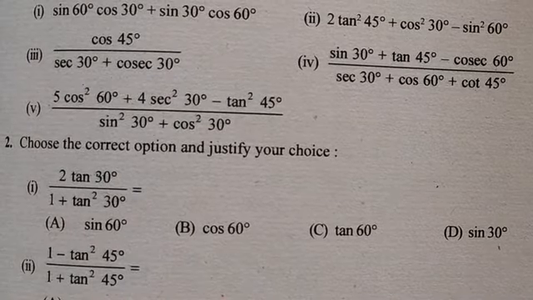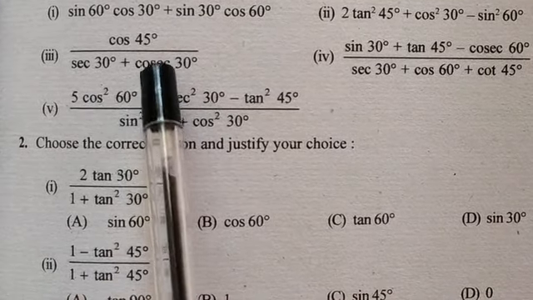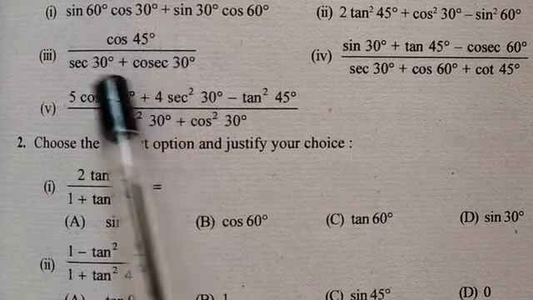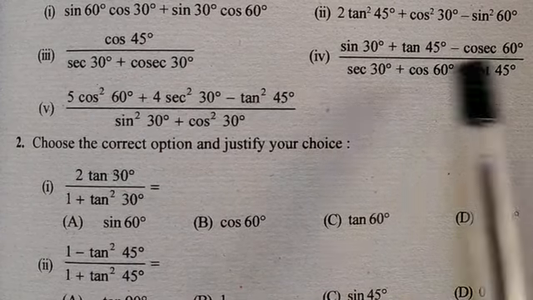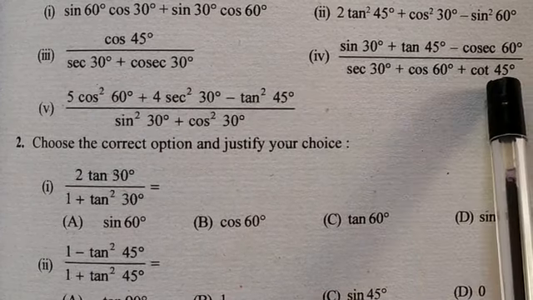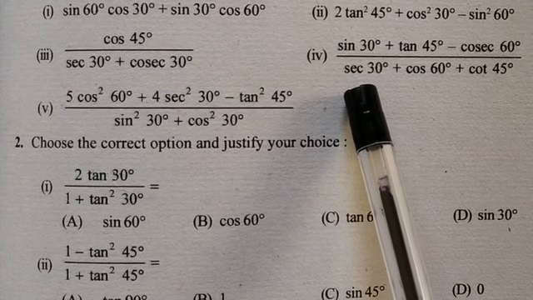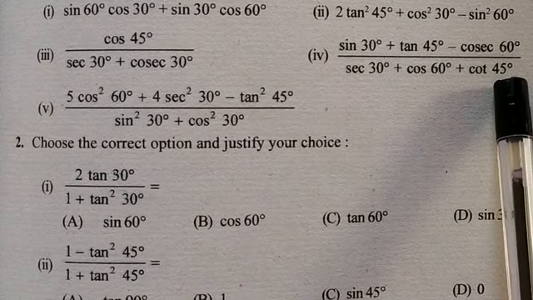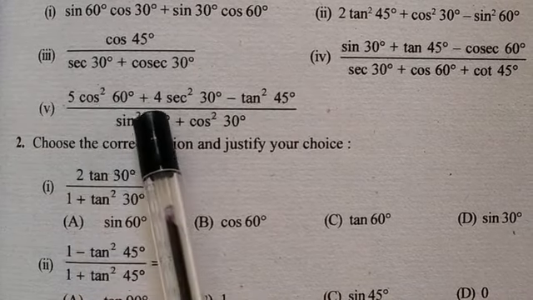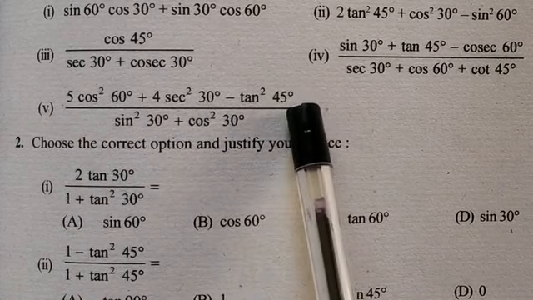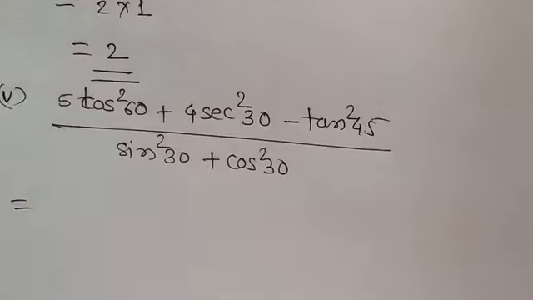Next, number 3 is cos 45 degree upon sec 30 plus cosec 30. Just put in the values of cos 45, sec 30 and cosec 30. You can solve easily. Same for number 4, which is sin 30 plus tan 45 minus cosec 60 upon sec 30 plus cos 60 plus cot 45. Put in the values of sin 30, tan 45, cosec 60, sec 30, cos 60 and cot 45 and solve it easily. Number 5 we will solve on paper: 5 cos square 60 plus 4 sec square 30 minus tan square 45 upon sin square 30 plus cos square 30.